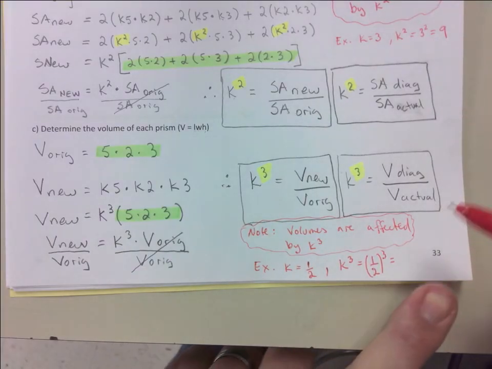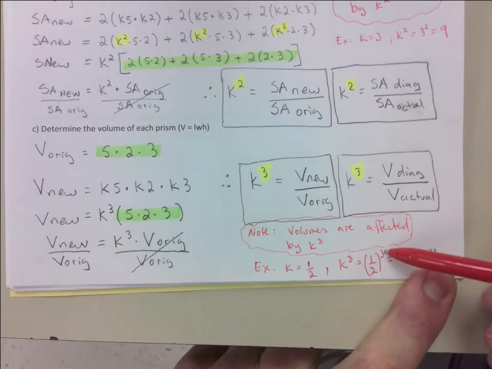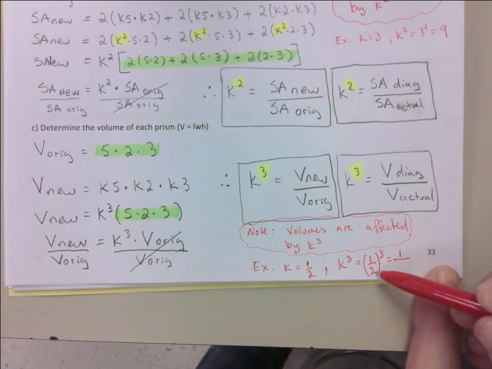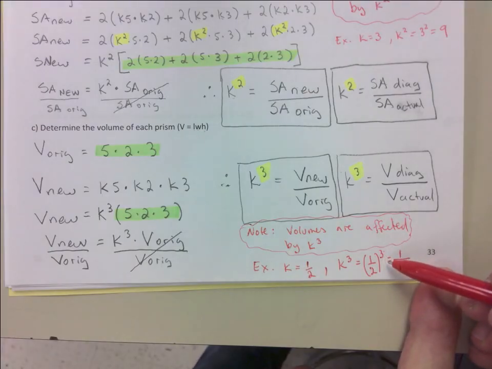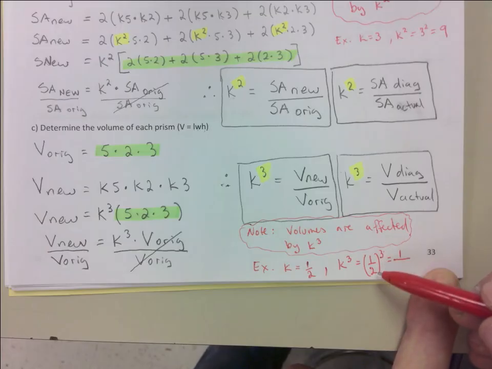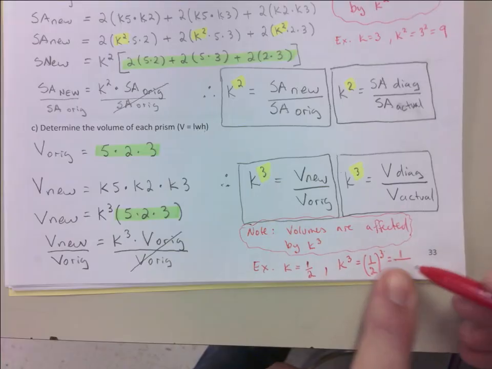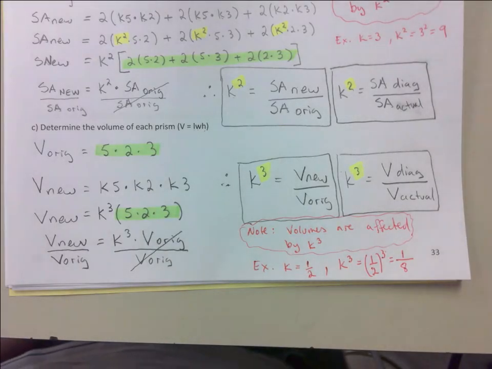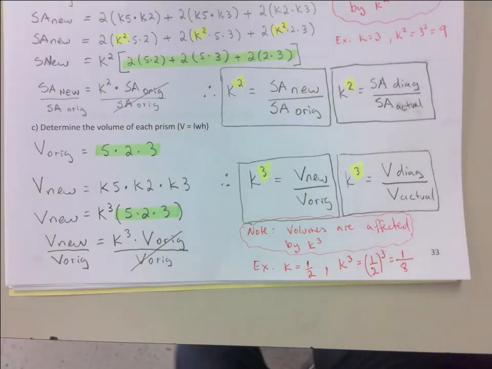Do you remember how to, when you have a fraction, the 3 applies to the 1. So 1 to the power of 3 is just 1. 2 to the power of 3, is it 6 or is it 8? It's 8, right? 2 to the power of 3 is 2 times 2 times 2. So it doesn't always have to be an increase. It can be a decrease as well, but the scale factor needs to be cubed for that to work. Okay.